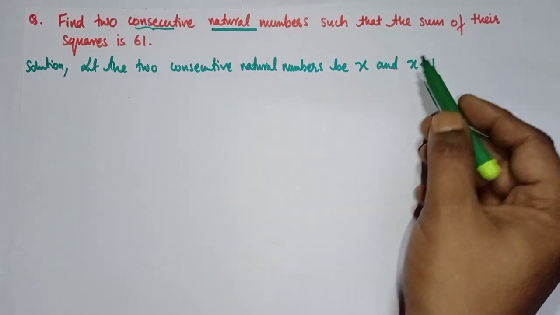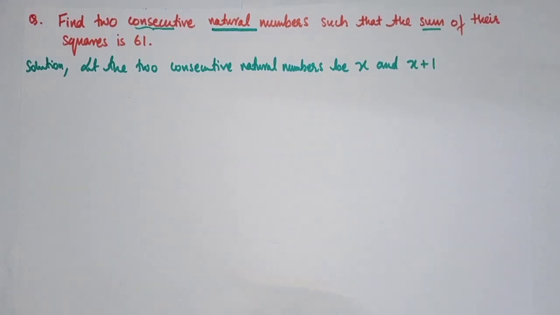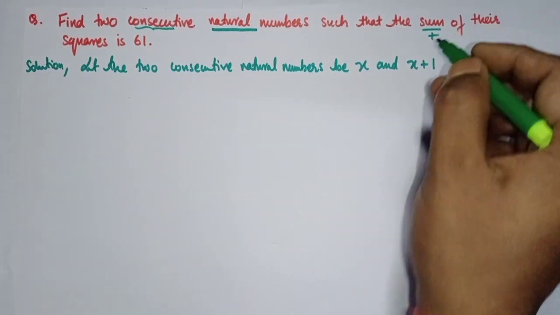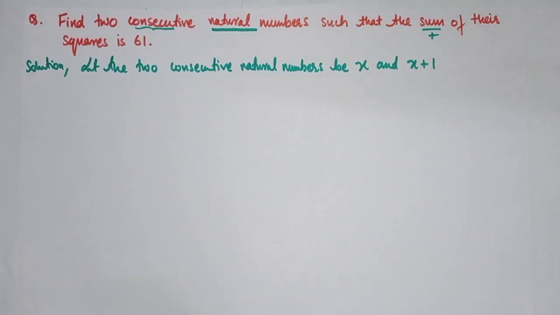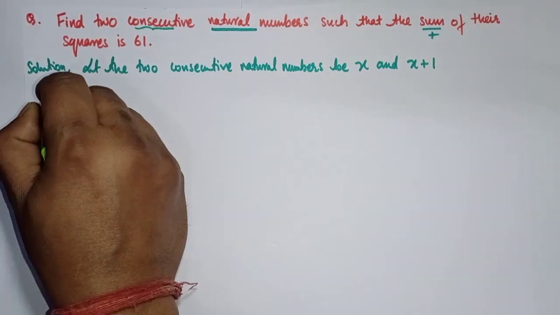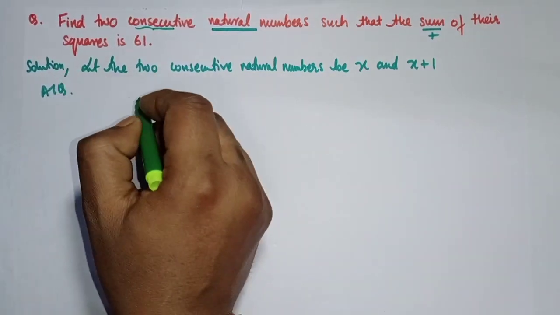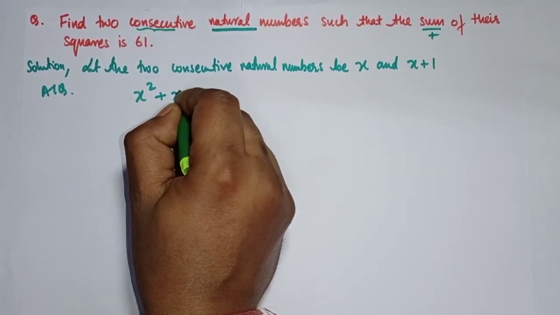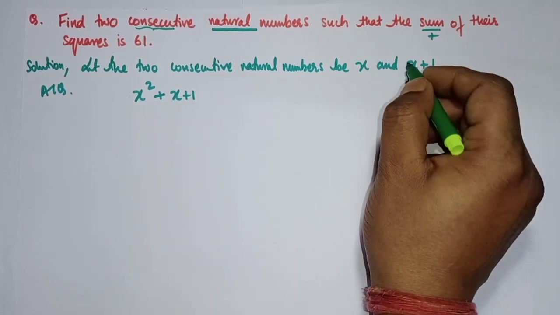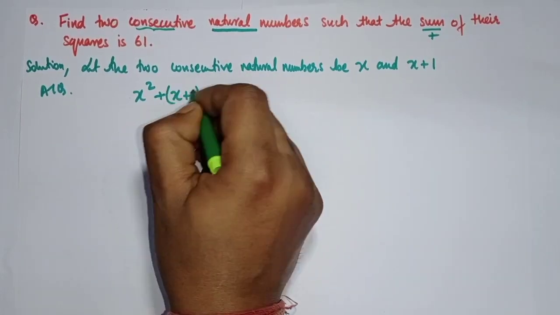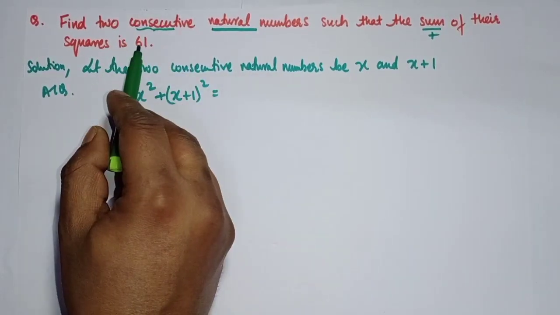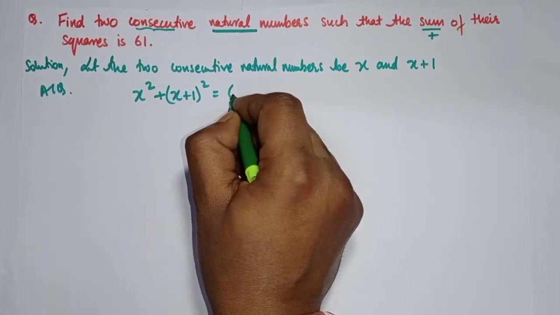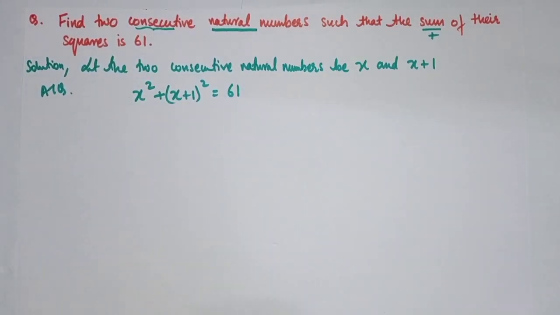Now, sum means plus, and their squares. So according to the question, the sum of their squares means x square plus x plus 1, this whole square, equals to how much are they given? Sum is plus, so they are given 61. So we have to form the quadratic equation.